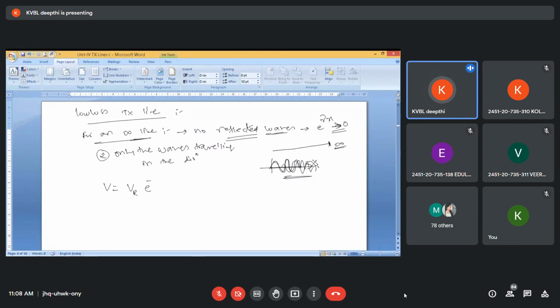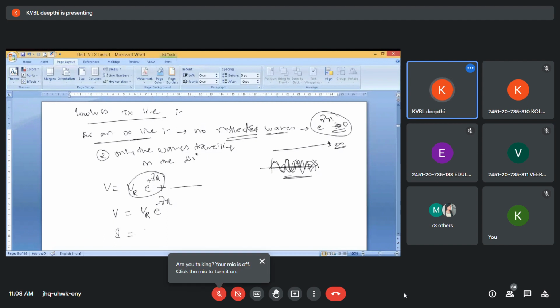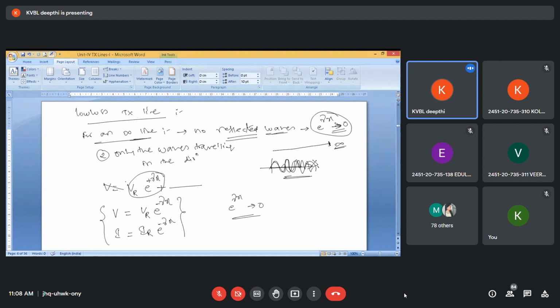V is equal to vr into e power gamma x, plus the other term, we had written this equation. Now what I am saying is that all the values of e power gamma x will be equal to 0, that value is gone. So we are left with v is equal to vr into e power minus gamma x. In the case of I, we are getting ir into e power minus gamma x. So all the terms with respect to e power gamma x are tending to 0, so we are left with e power minus gamma x only.